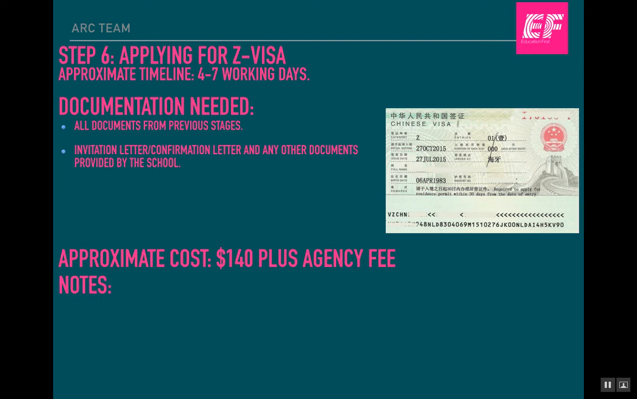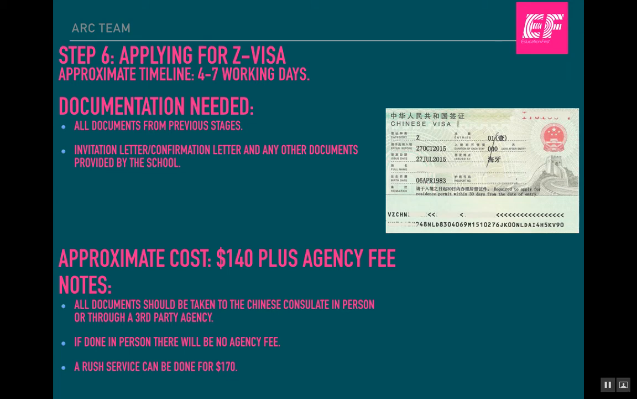And things to note about this part of the process, all documents should be taken to the Chinese consulate in person or through a third-party agent. If you do it in person, obviously there'll be no agency fee, so it'll work out a little bit cheaper, but I understand that obviously not everybody lives close to a Chinese consulate, so you might need to use an agent. There is a rush service that can be done for $170 as well if you're in a particular rush to get the visa. But standard procedure is $140 plus agency fee, and it takes 4 working days to process.